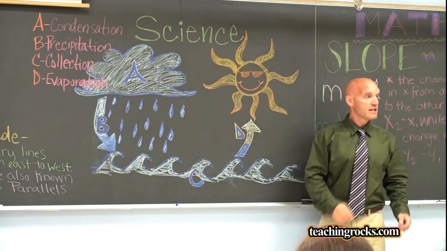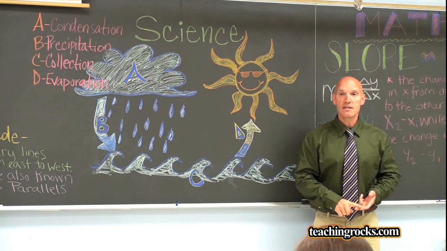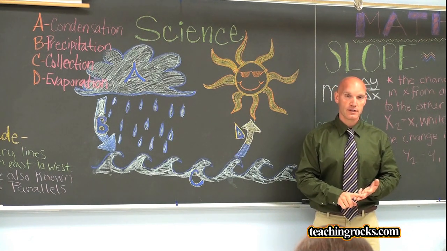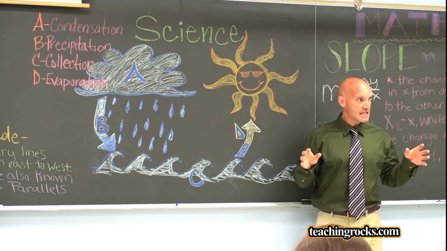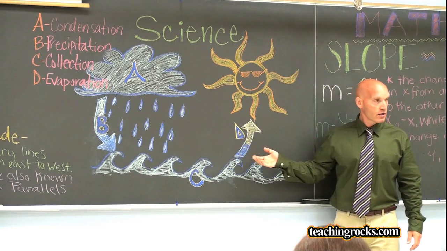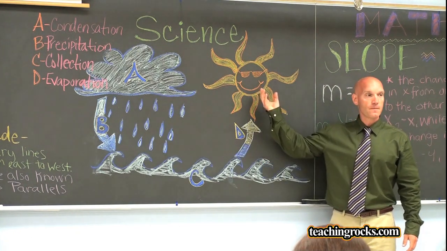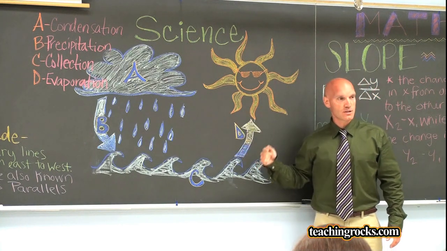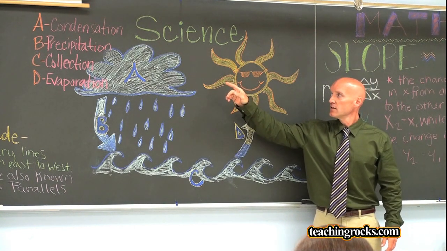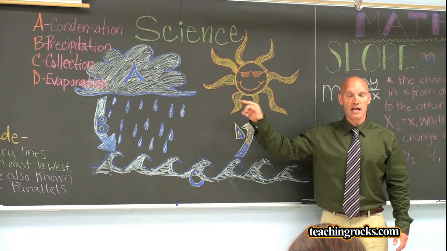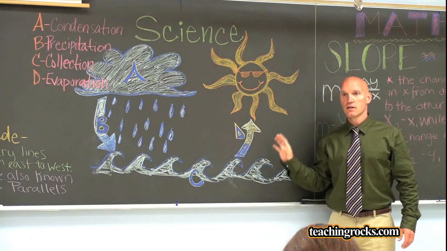And the collection could be the pond in your backyard. It might be one of the mighty oceans. It might be that lake that you go and visit up north. Finally, you have evaporation. The sun comes out with all of its heat, and it begins to warm the water. The water turns back into vapor or steam, and it rises up. And then the cycle continues. What I would like you to do in your notes is write down condensation, precipitation, collection, and evaporation. And then alongside that, I would like you to draw this picture to the best of your ability.